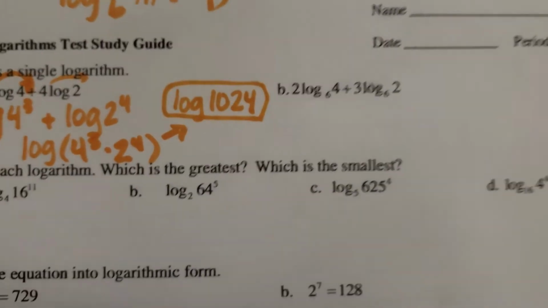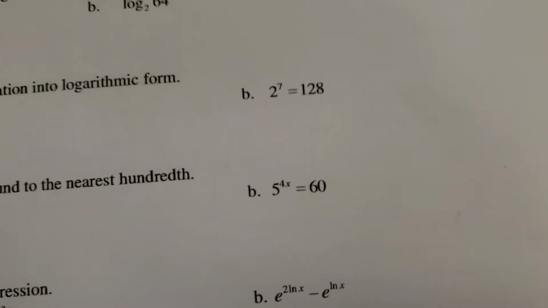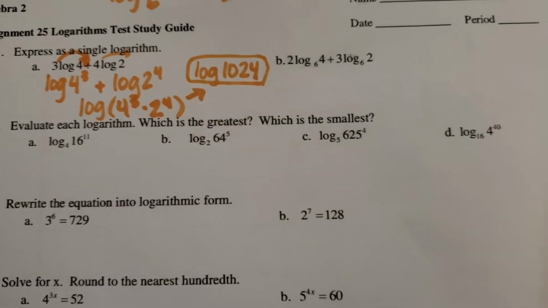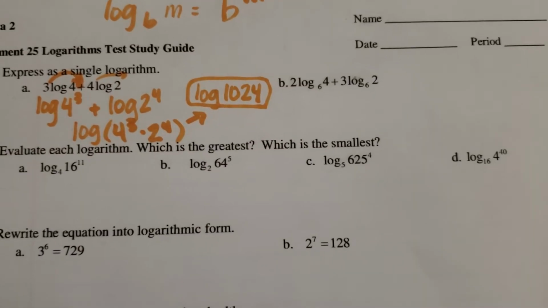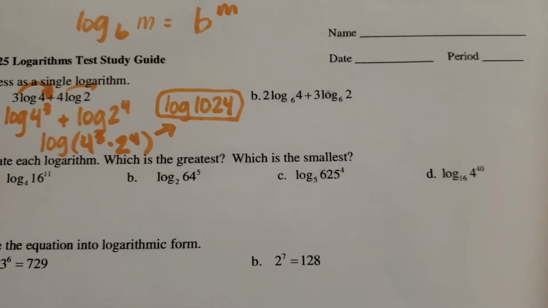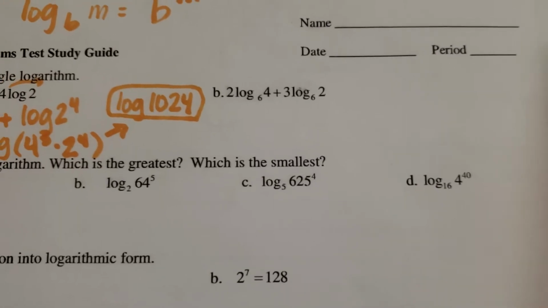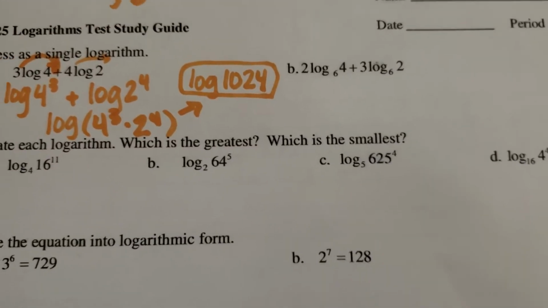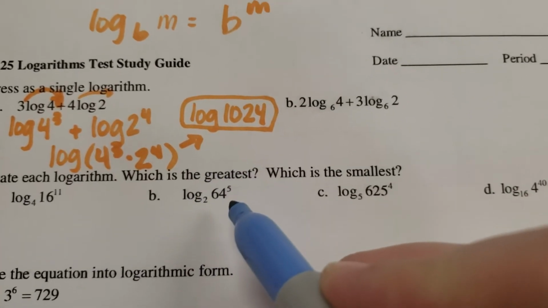Okay, so remember, you're just using those properties to condense them. Okay, on number 2, it says to evaluate each logarithm, which is the greatest, which is the smallest. So when you're evaluating a log, yes, there are some calculator options. We know change of base. Some of our calculators have the tool for that, but say your calculator stops working or you don't have one with you. Remember that you can evaluate this.